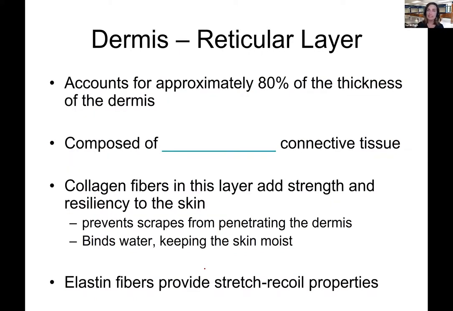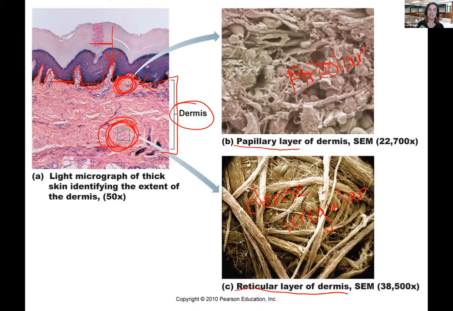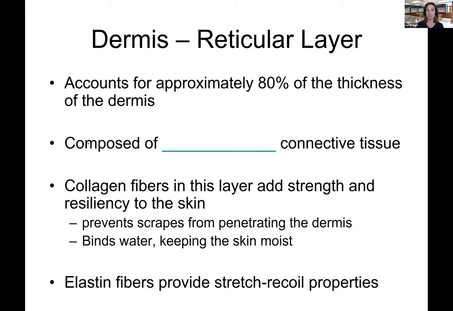Just under the papillary layer is that much thicker reticular layer. So I'll go back to this picture. This layer in here, right, that's our reticular layer. That's made of that dense, irregular connective tissue. It makes up about 80% of the thickness of your dermis.